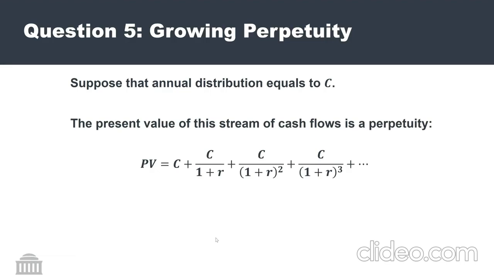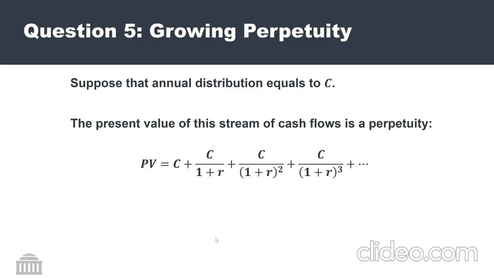R squared, this is the present value of the third distribution, which will happen 2 years from now, plus C divided by 1 plus R raised to the power of 3, which is the present value of the fourth distribution, which will happen 3 years from now, and so forth. Now, we need to find the present value of this amount on the right-hand side of this equation.